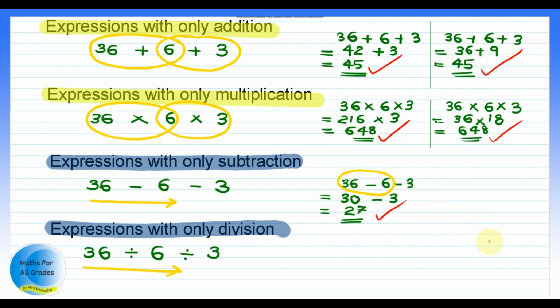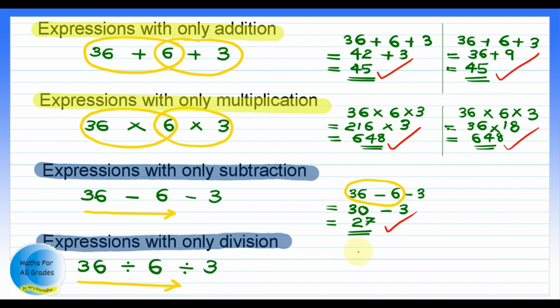So this is the way to do that. Now let's do this question. 36 divided by 6 divided by 3. We start on the left side. 36 divided by 6 equals 6. 6 divided by 3 equals 2. This is the final answer.